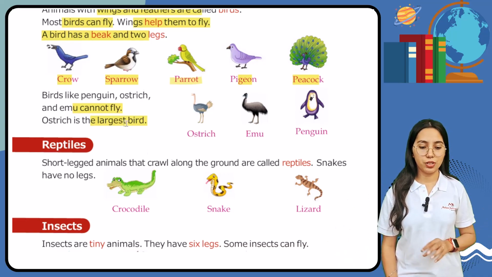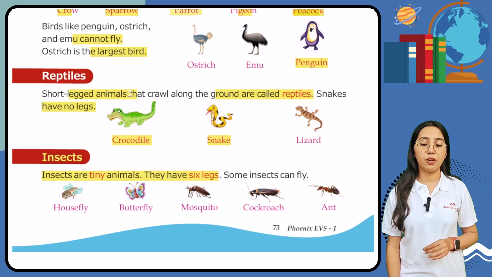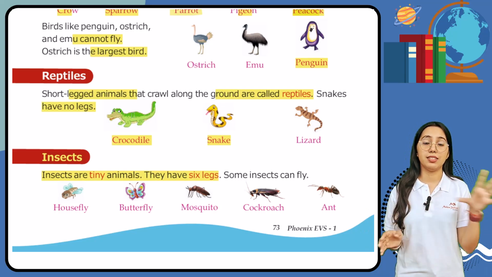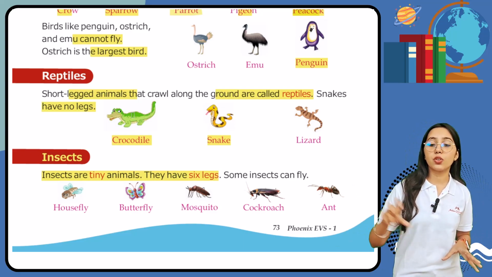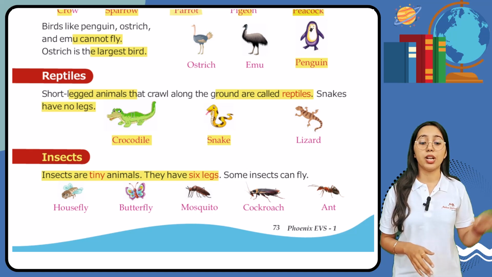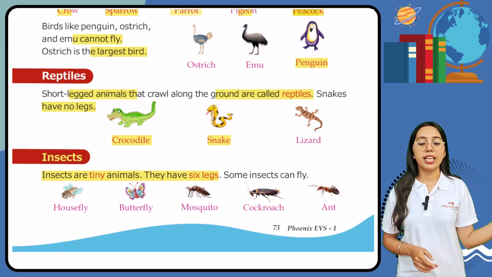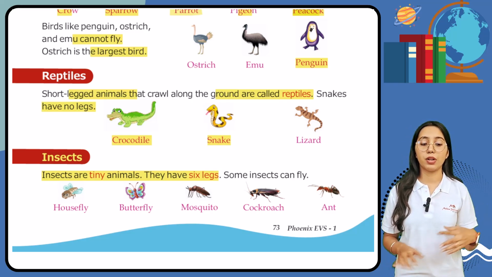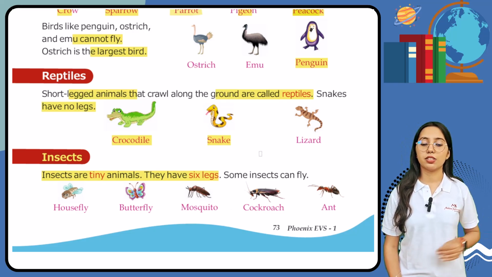Then we are going to learn about the reptiles. So short-legged animals that crawl along the ground are called reptiles. Snakes have no legs. So now students, what are reptiles? Reptiles are those animals that are short-legged and they just crawl on the ground, and these animals are known as reptiles. So here we have snake also as a reptile, but snake doesn't have any legs. So we have crocodile, that is reptile, snake is also a reptile, and lizard is also a reptile.